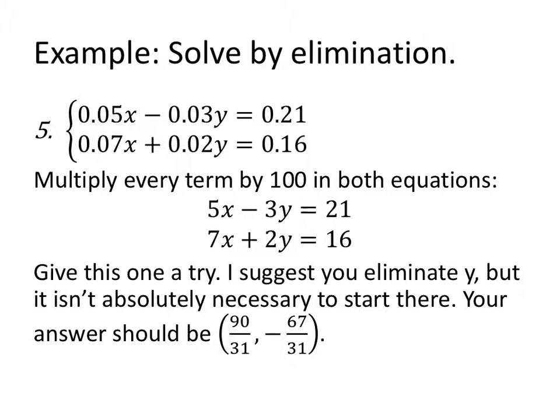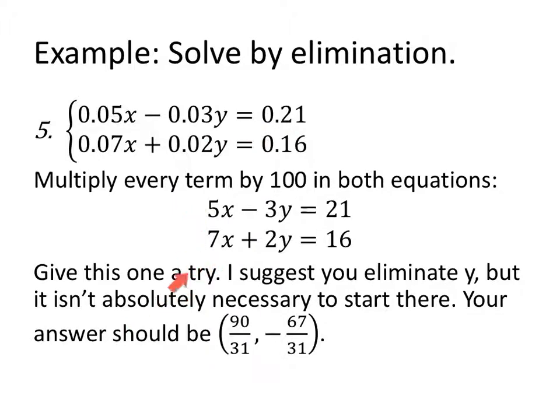In solving by elimination, a lot of times we could have systems that have fractions or have decimals. Keep in mind you can multiply the entire equation by the least common multiple, the greatest common denominator, and it'll clear it. In this case, the greatest common denominator is 100. Multiply the top row by 100. Multiply the second equation by 100. 5x minus 3y equals 21, and 7x plus 2y equals 16. Those are going to be a lot easier to look at than trying to deal with the decimals. I don't know why, it just seems like it's easier.